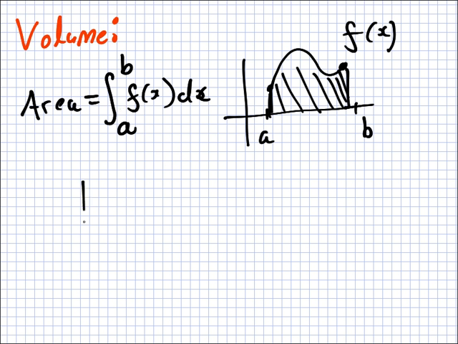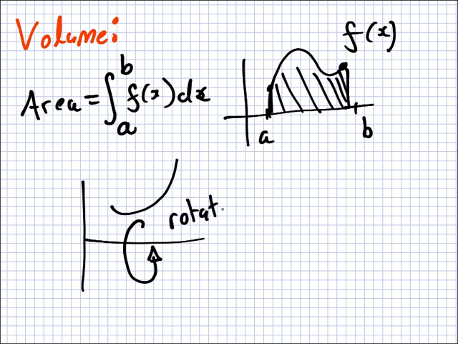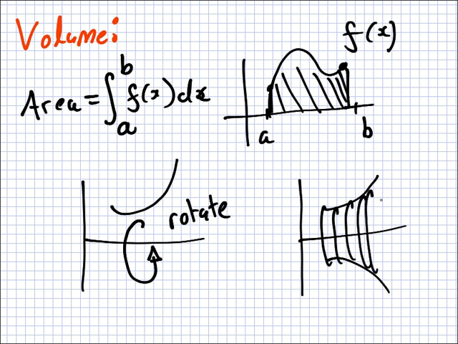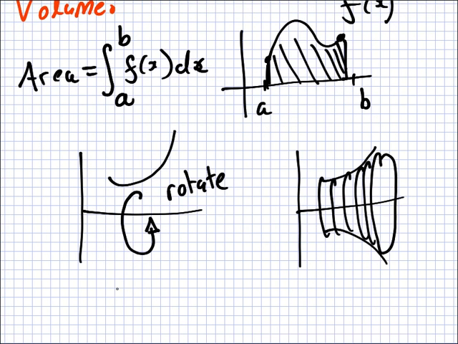Now, imagine for a moment I have the curve and I rotate it. I spin it around, so it makes this shape. Can you picture that? So you spin it around and you make a shape. Okay. This is A and this is B. We have a way to calculate the volume.